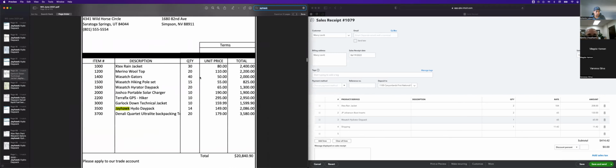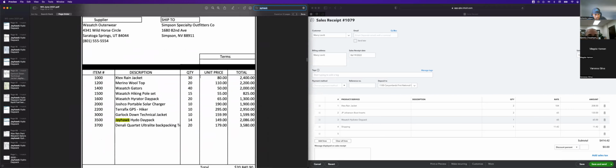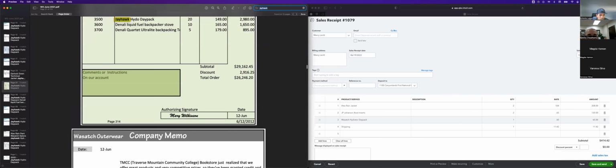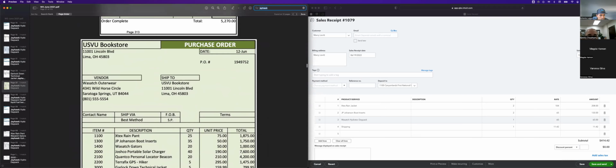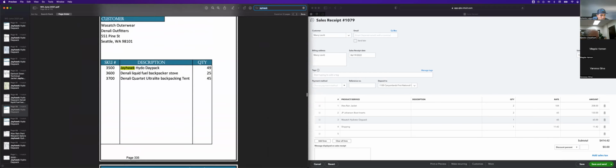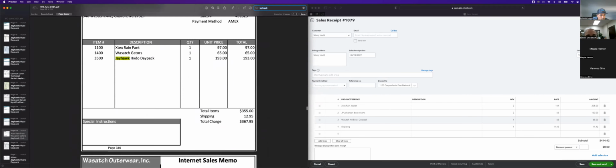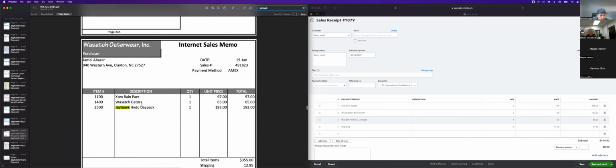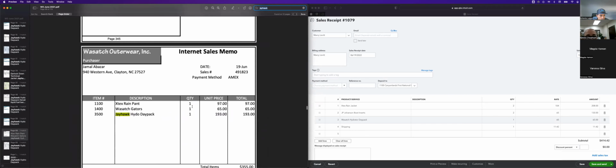Where is it? That's 14. This is a wholesaler. Where's single? Here we go. Jayhawk Day Pack is 193. Oh, and that might be the $35 difference, but anyway, it doesn't matter.